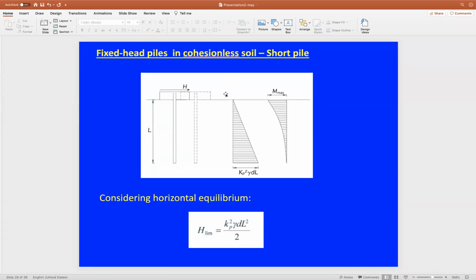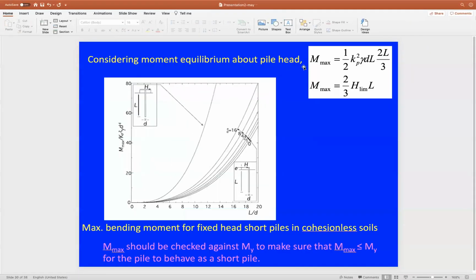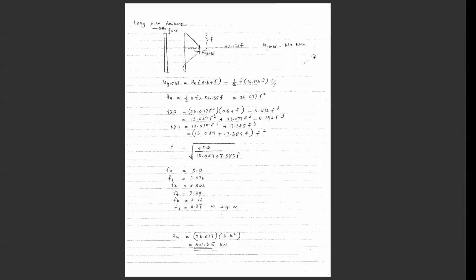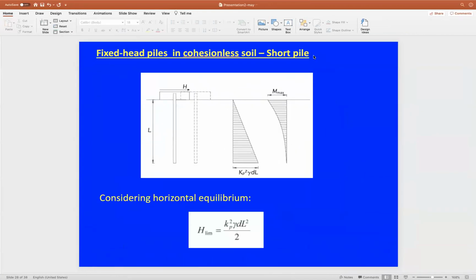You can take the sum of the moments. As you can see here, we took the sum of moments at the head of the pile, about the pile head, and that will cancel the value of h, because h is acting at the head of the pile. There is no eccentricity here because it's a fixed pile failure scenario, so we assume no eccentricity.